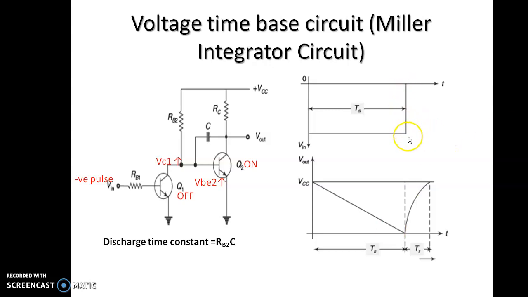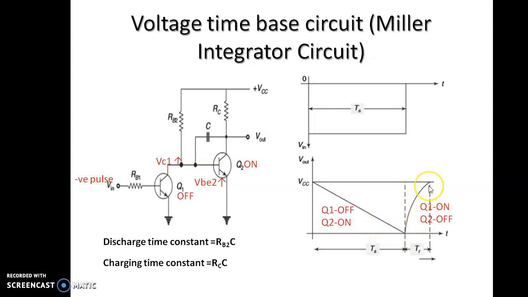Once the input pulse is removed, the transistor Q1 turns on and the transistor Q2 turns off, and the capacitor charges quickly to VCC, and hence the charging time constant is RC times C. The charging time constant will be very small, and hence this charging takes place quickly. So this portion is because of the discharge of the capacitor, or in other words, Q1 is in the off condition and Q2 is in the on condition.